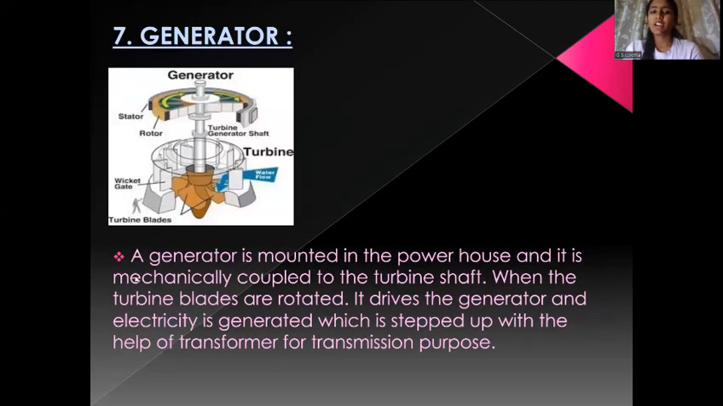Generator. A generator is mounted in the powerhouse and is mechanically coupled to the turbine shaft. When the turbine blades rotate, they drive the generator and electricity is generated, which is stepped up with the help of a transformer for transmission purposes.